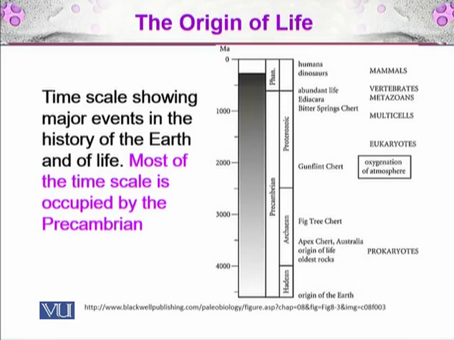And then there comes the Apex Chert, Australia, origin of life and oldest rocks. And here the prokaryotes started from 4,000 to 2,500 million years ago. And then there comes the Gunflint chert and the last eon of the Precambrian period, which is called Proterozoic. There are Bitter Springs, Ediacara, and abundant life fossils, which we can see here. We will be discussing these things. And here on the right side, you can see the prokaryotes, when the oxygenation of the atmosphere took place, eukaryotes, when the multicellular organisms came, and so on.